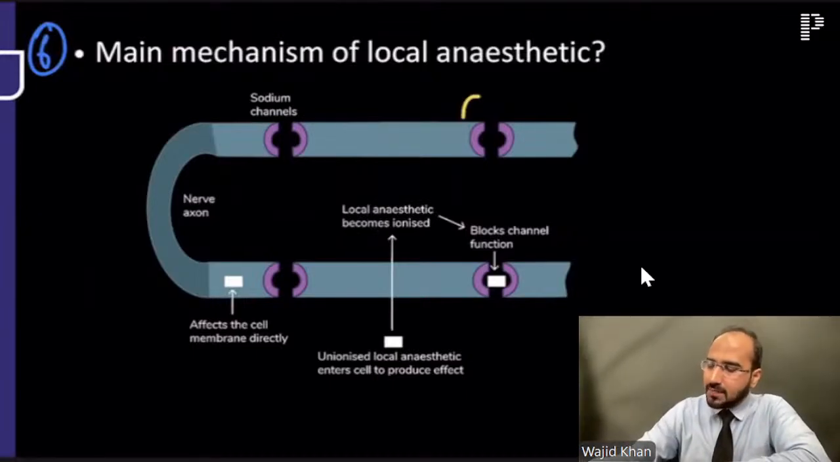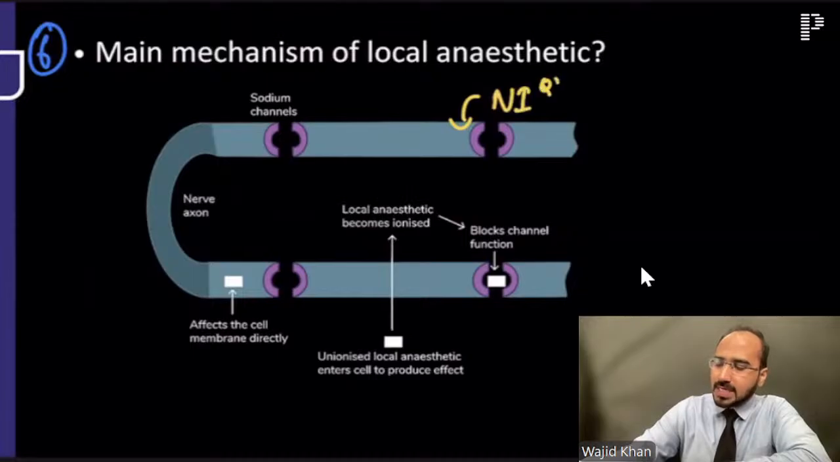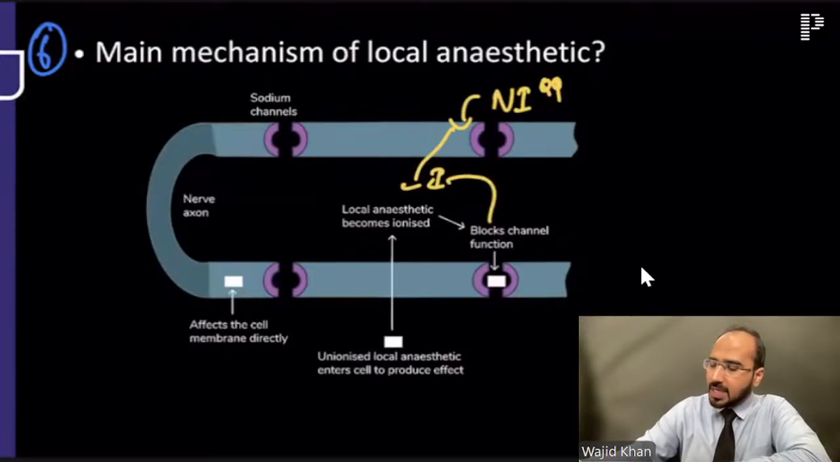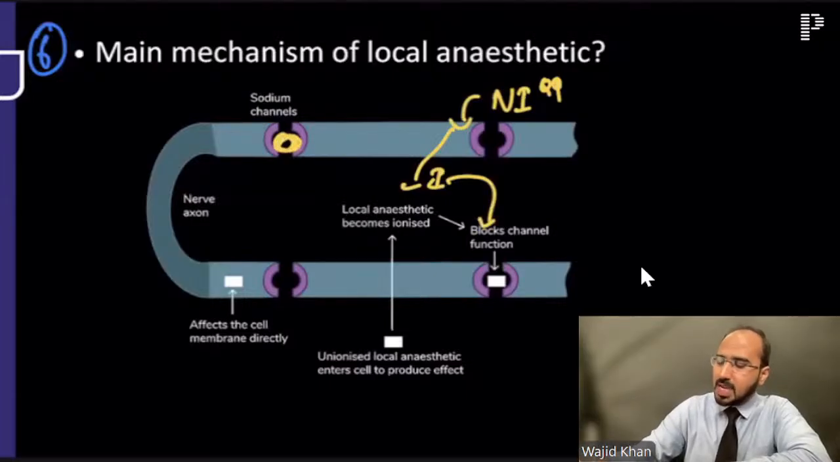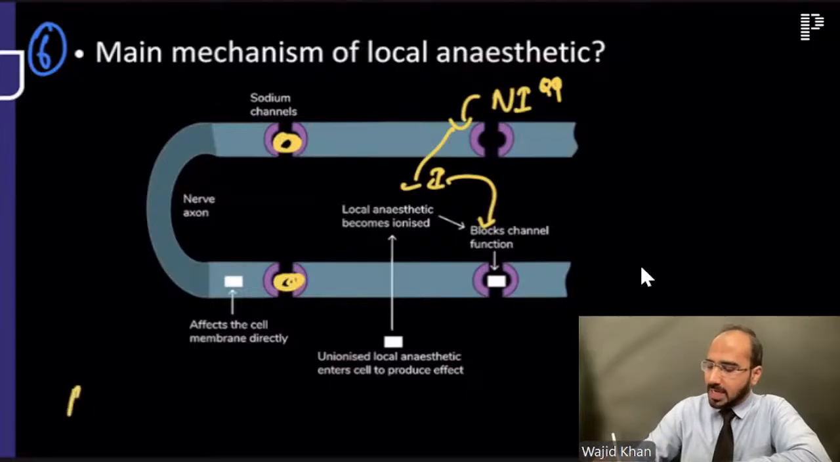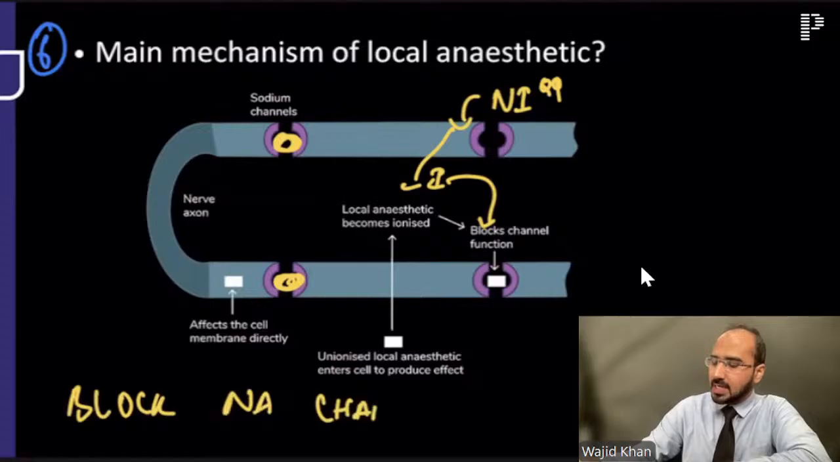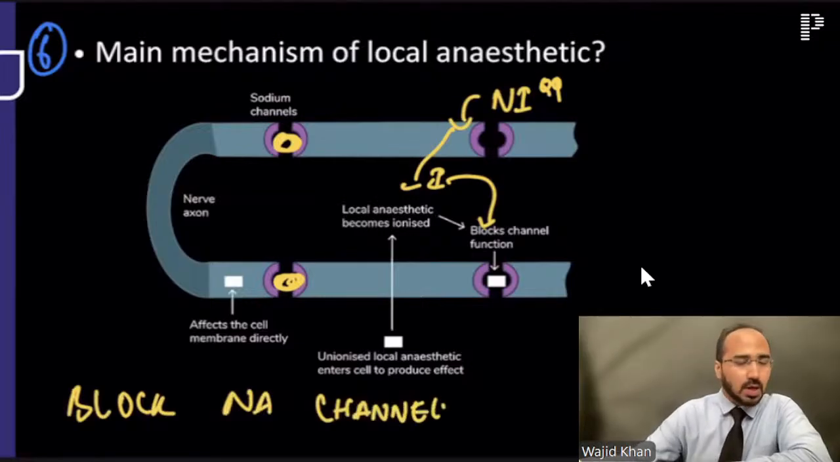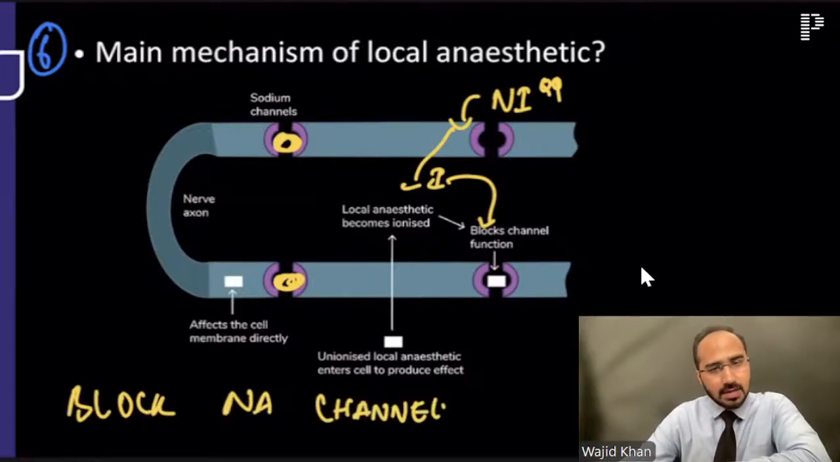It goes to the nerve. Okay? This is the nerve fiber. When local anesthetic enters the nerve, remember, the non-ionized form of local anesthetic enters the nerve and then it becomes ionized. And that ionized local anesthetic, what does it do, guys? The main mechanism of action is to block the sodium channel. Once the sodium channel is blocked, depolarization is blocked, action potential is blocked, and there is no pain. So the main mechanism is blocking the sodium channel.